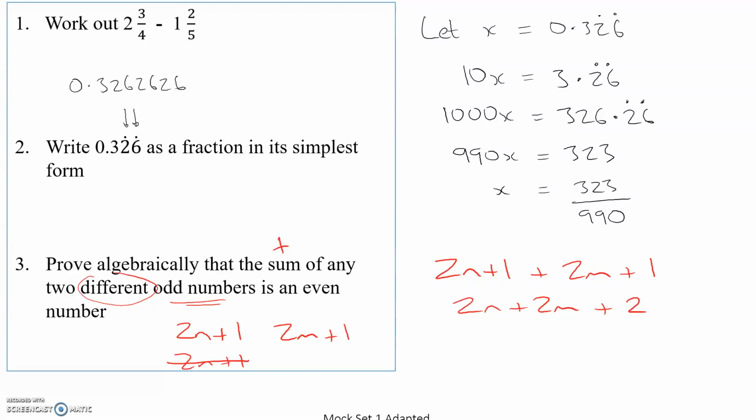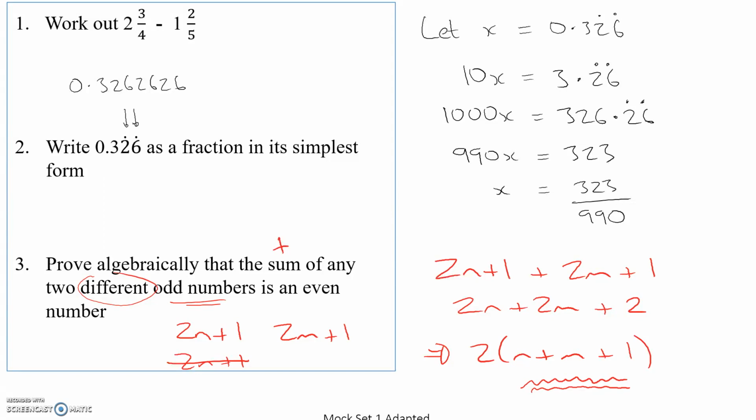Okay, so what can we do? We can say, well, this expression is the same as 2, and we can take that factor outside the bracket, n plus m plus 1. So we've got some sort of expression here, n plus m plus 1. Okay, and whatever that is, we've then got 2 outside the bracket. So the result of this expression here, when we multiply it by 2, has to be an even number. Anything we double has got to be an even number.